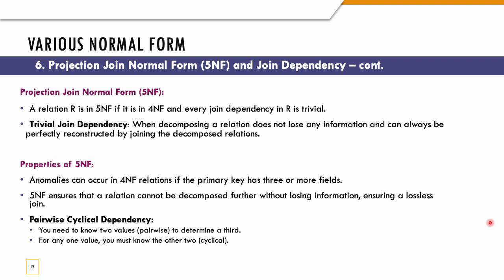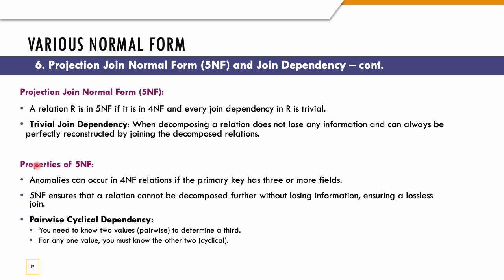There are some key concepts about the fifth normal form. So we have a trivial join dependency. A join dependency is trivial if the decomposition of a relation does not lose any information and can always be perfectly reconstructed by joining the decomposed relations.